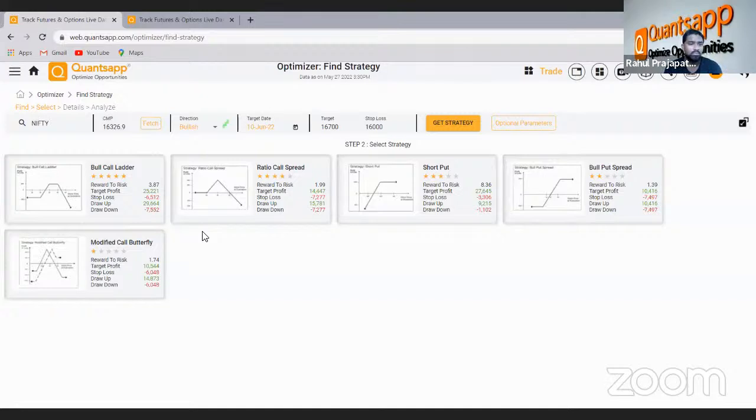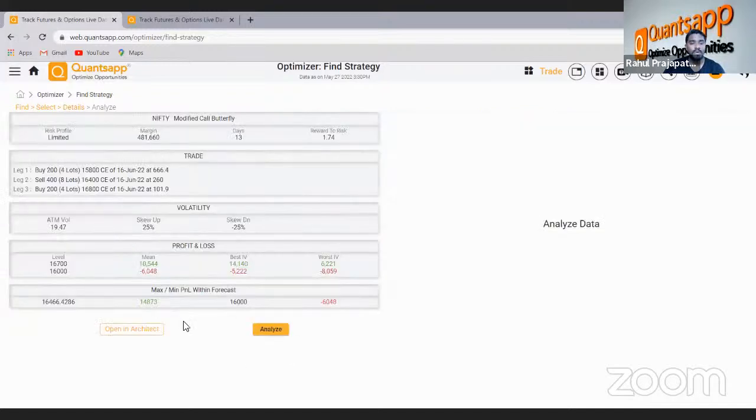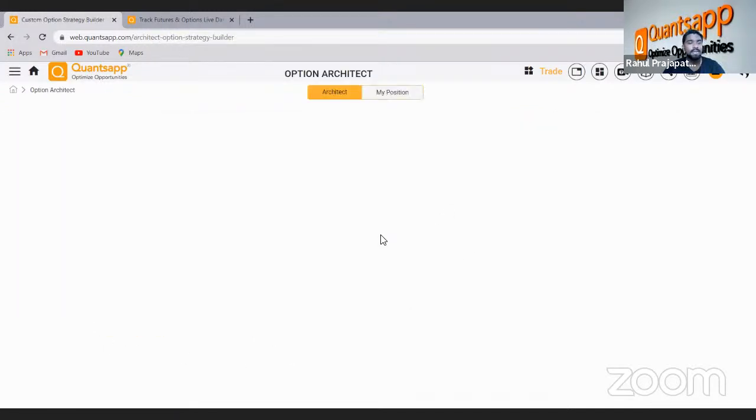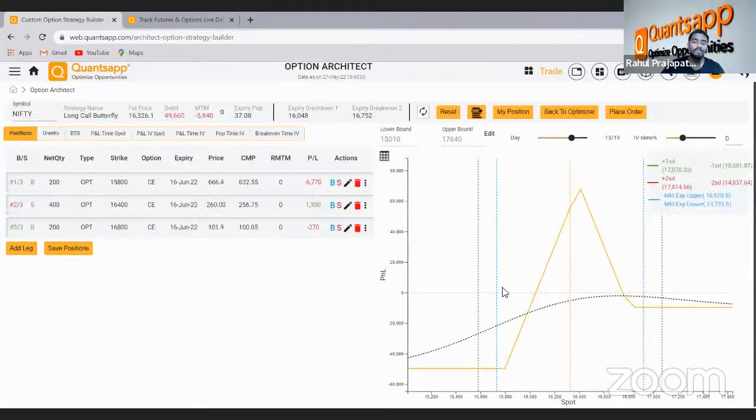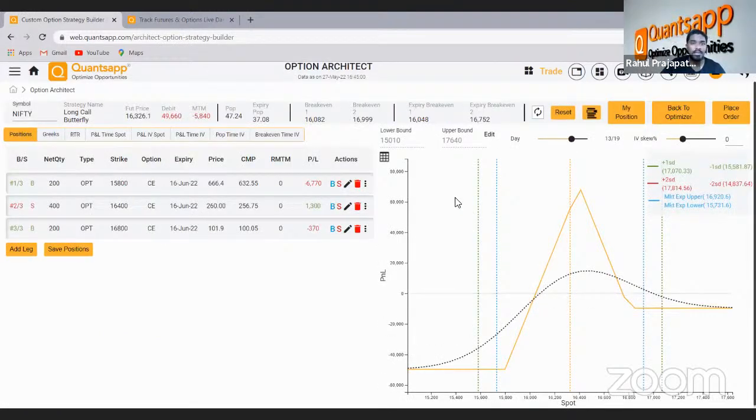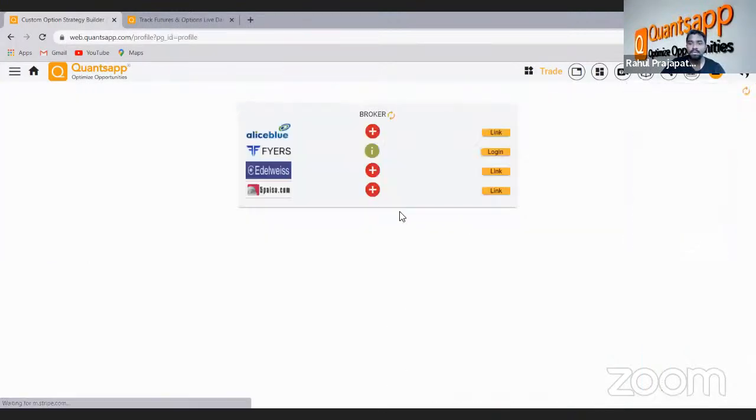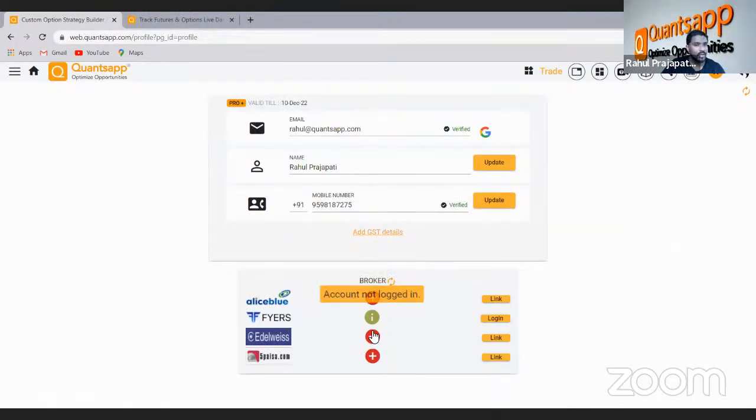Now, modify butterfly, call butterfly is there. You know, these are the... So even by looking at the risk reward, whatever you feel like, you can simply try that. Now, once you have created, let's say I wanted to go with modify call butterfly, I'll open this in architect again. There's one more thing: if you have your accounts with these companies, these brokers, you can simply link your account here with these brokers, and then you can simultaneously place the trades from here only.